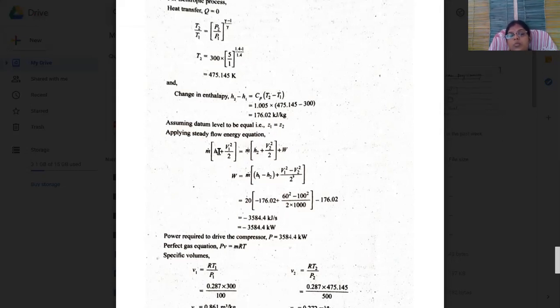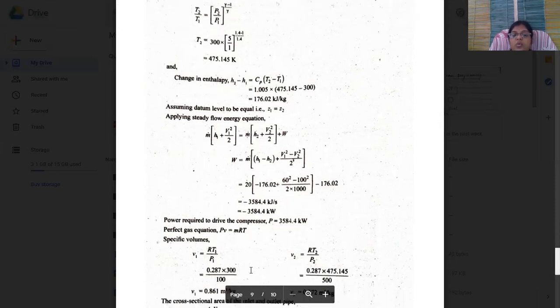From the steady flow energy equation, m dot (h1 plus v1 square by 2) is equal to m dot (h2 plus v2 square by 2) plus W. Because of the isentropic process, Q is equal to 0. And finally we get the equation W is equal to m dot into (h1 minus h2 plus (v1 square minus v2 square) by 2), and placing all the values here, finally we get the value of W as minus 3584.4 kilowatts. Why did we get the negative value?